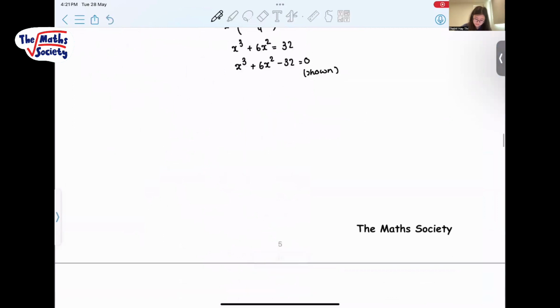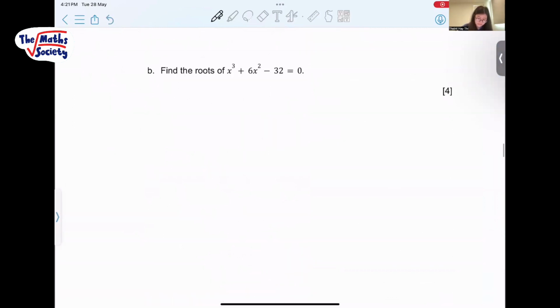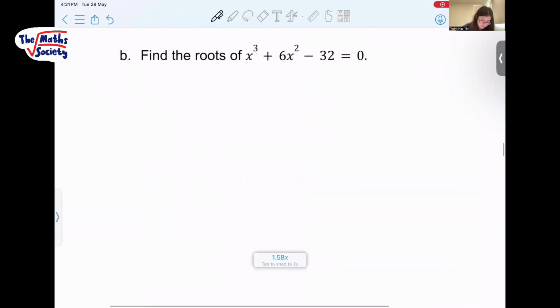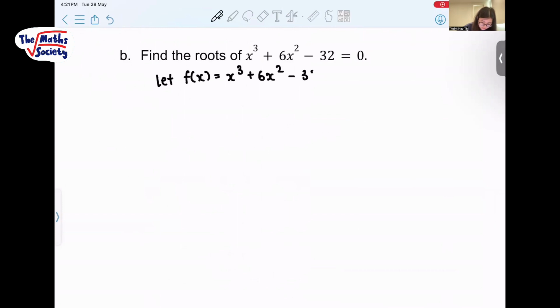And then we'll go on to B, which is to find the roots of x cubed plus 6x squared minus 32 equals 0. So let's say f of x equals x cubed plus 6x squared minus 32. Then we need to find which one is a factor of it. So let's try to put in 1. 1 plus 6 minus 32 is not 0, so that's not going to be a factor, or like 2.